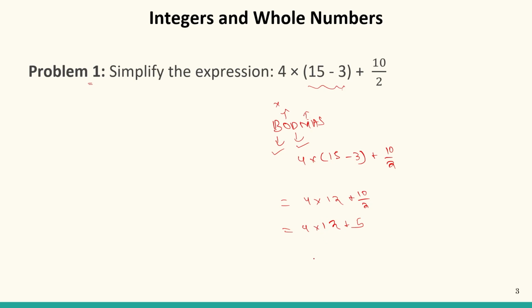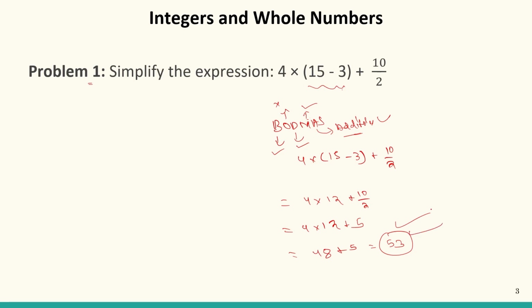So we will simplify it. 4 into 12 is equal to 48, plus 5, okay? So we have also solved the multiplication. Now we go for addition, okay? Are there any additions? Yes, since there is an addition, it will be equal to 53, okay? Since after 53 there are no mathematical operations left, we stop right here. So the answer will be 53, okay?